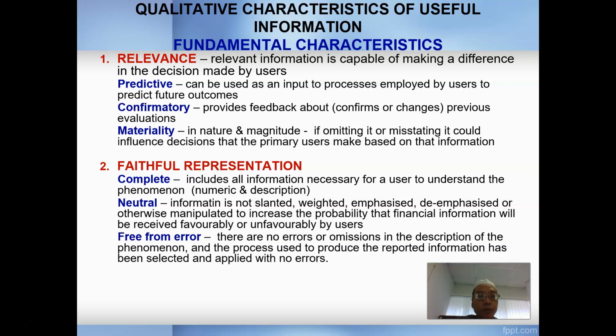Third, information should be free from error. There are no errors in the description of the phenomenon. There are no errors or omission, and the process used to produce the reported information has been selected and applied with no errors. Firstly, there are no errors or omission in the description of the events, and then the process of producing the information also is free from error. We use a very systematic, error-free process in producing information. Okay, that is meant by free from error.